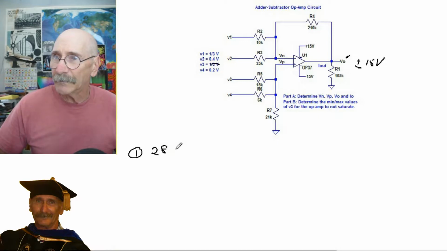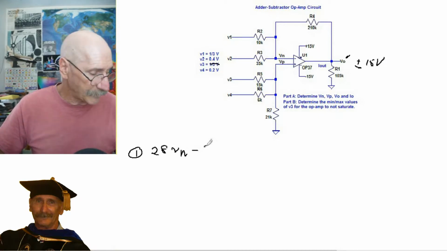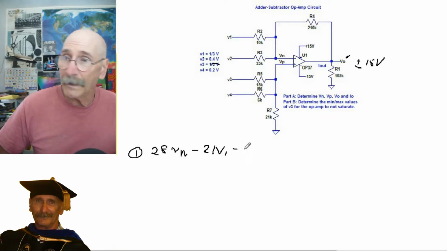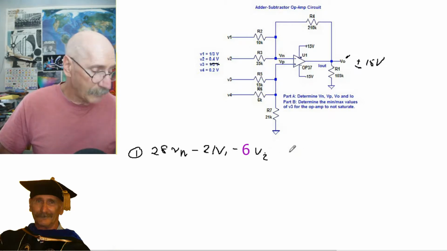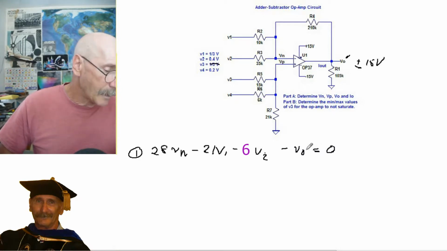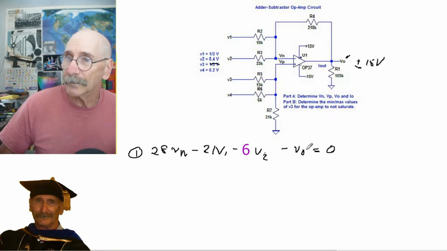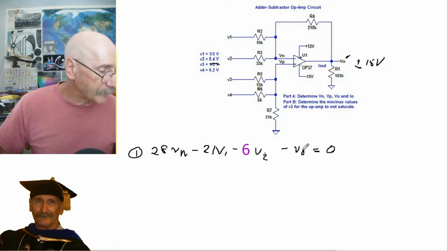So this comes right back to the very same equations that we started with. Equation 1 was 28 V sub n minus 21 V1, and if you go back, you'll have these in the previous videos, minus 3 V3, minus 6 V2, minus Vout equal to 0. Of course, we have two different Vouts here.